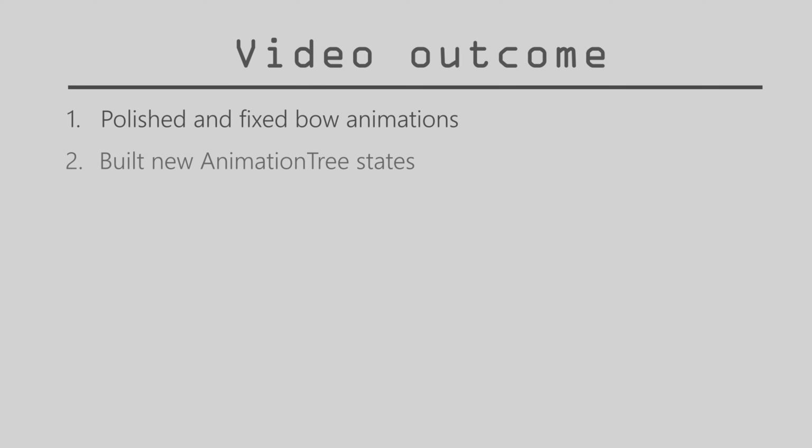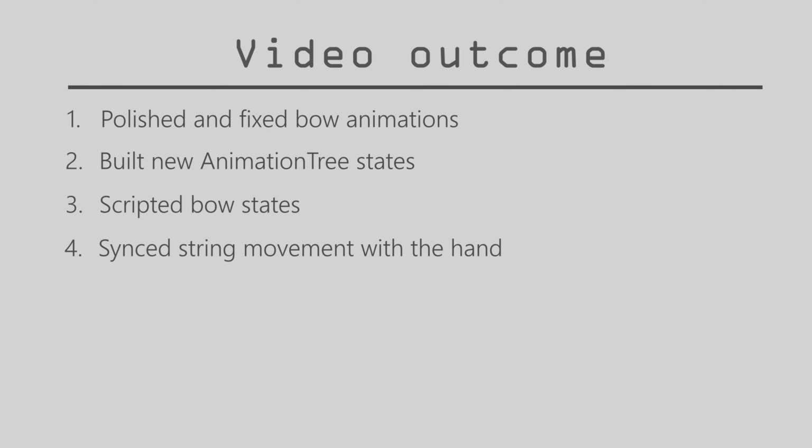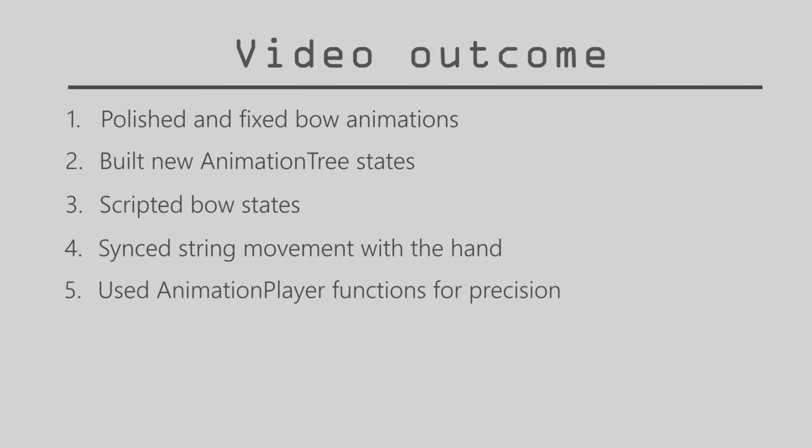So in this part, let's see what progress we made. The first one was polished and fixed bow animations. Then we built up an animation tree state for our bow, scripted our bow states, and tried to sync our string movement with our player hand, and also used AnimationPlayer to have some precision.